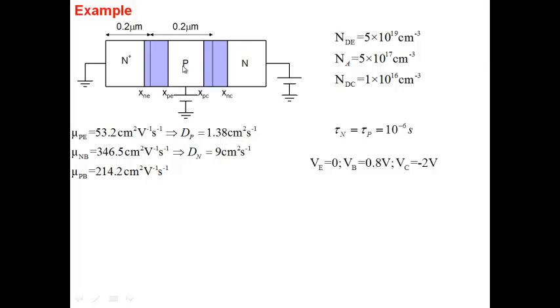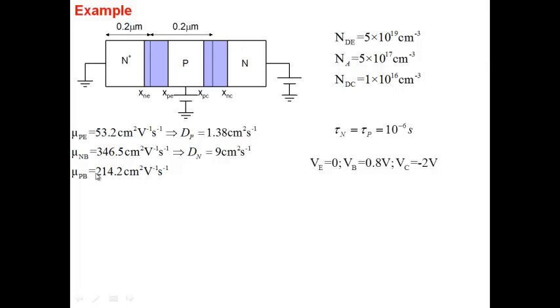Similarly, the doping is moderate here. So we get an electron mobility of 346.5 here, and that gives us a diffusion constant of 9. And I've also given you the doping of electrons here, and this is the doping of holes in the base.